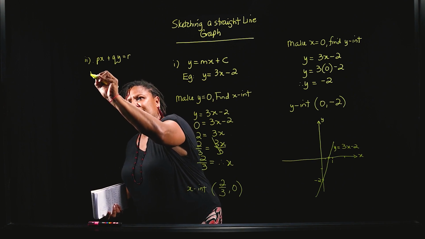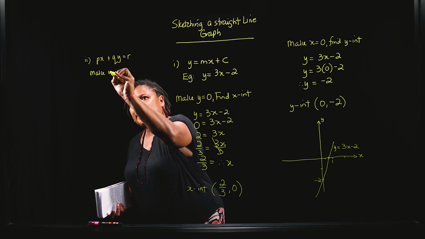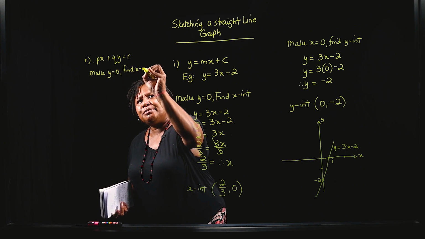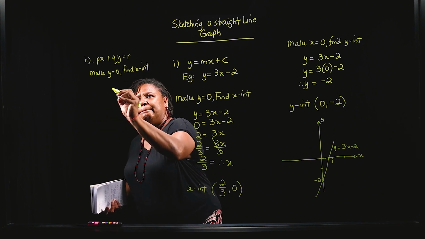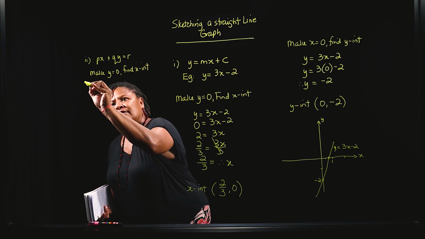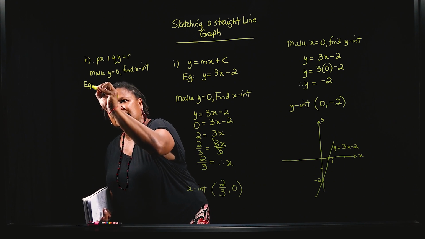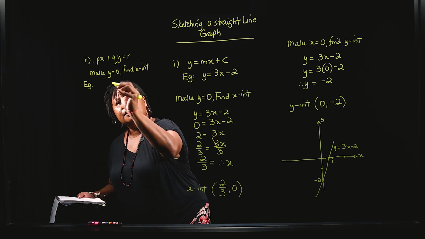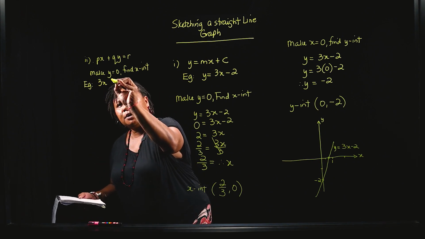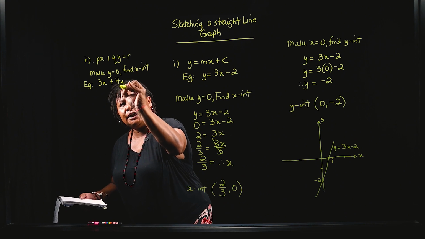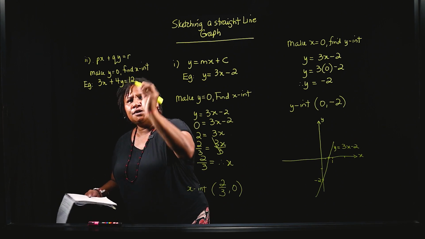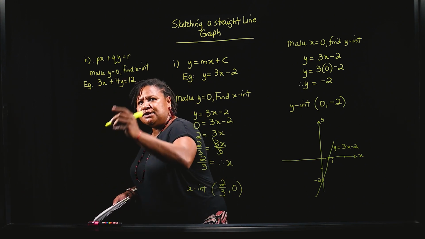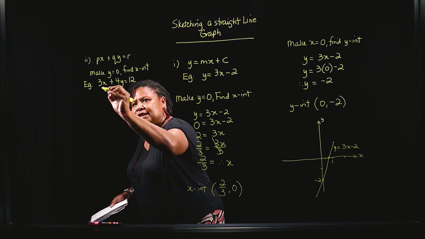Okay, so we make y equal to 0 so that we find the x-intercept. Okay, we'll use the equation. All right, let's put an equation here first. 3x plus 4y equal to 12. All right, so let's use this equation. Make y equal to 0 so that we find the x-intercept.